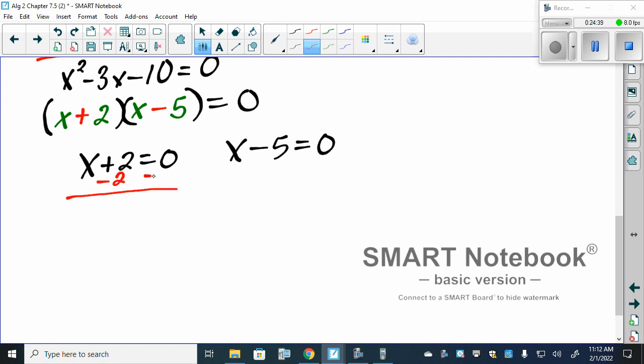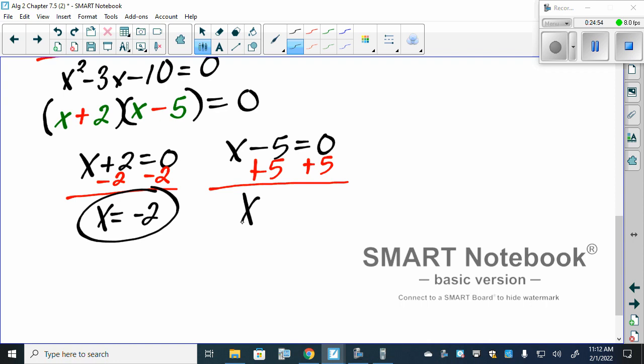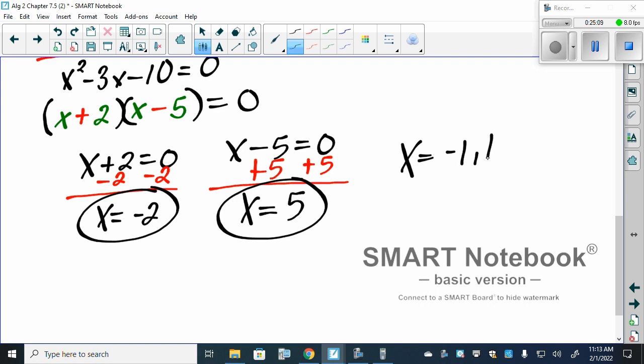So at this point here, we can subtract 2 from both sides, which tells me x is equal to negative 2. Here we would add 5, so x is equal to 5. And we get these two answers here. Now again, we said that x cannot be what? Negative 1 and 1. Well, that's neither one of our answers, so both negative 2 and 5 are the solutions for this here. Any questions on any of this here? All right.